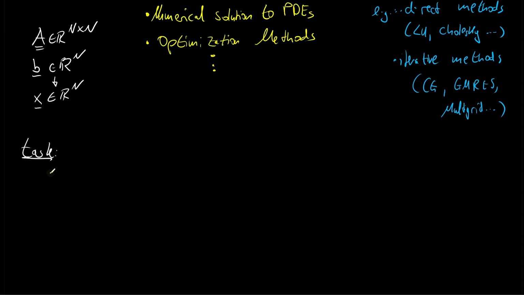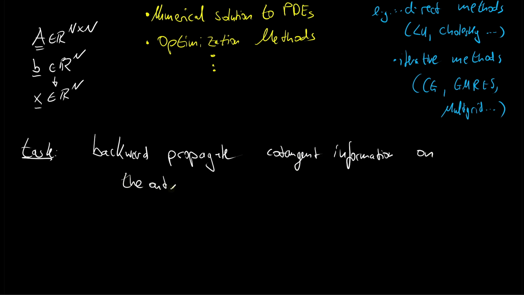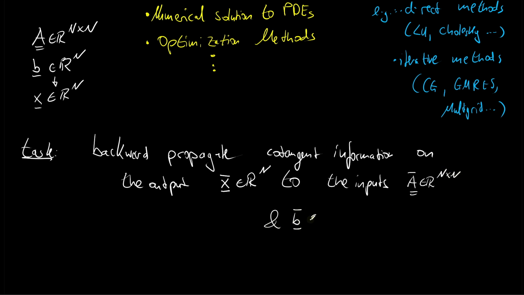So the task for the video, or generally for a pullback rule, is to backward propagate cotangent information on the output. And in our case, for the linear system solver, the output is a vector x, and we denote cotangent information with a bar on top. This one has the same shape as the primal quantity, so it is also an n-dimensional vector. And we want to backpropagate that to the inputs, and the inputs to our function are a matrix A, and let's denote its cotangent with a bar on top. This one is an n by n-dimensional matrix, as well as the vector B, which is an n-dimensional vector.